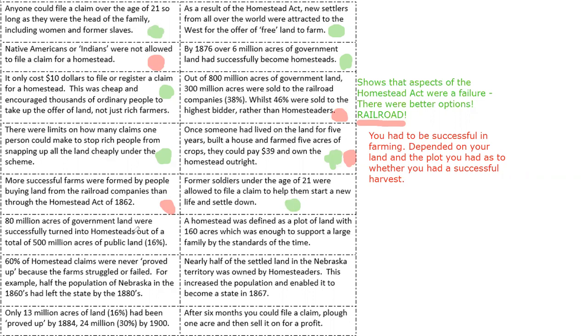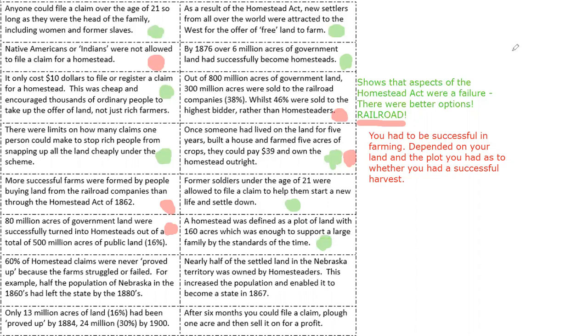80 million acres of government land was successfully turned into homesteads out of a total of 500 million acres of public land. I mean, you need to really consider the percentage. That, for the government, will probably be quite a low number, so it could be a negative. A homestead was defined as a plot of land with 160 acres, which was enough to support a large family. Well, definitely, that's good.